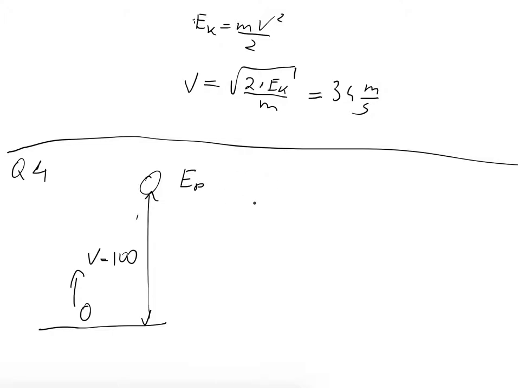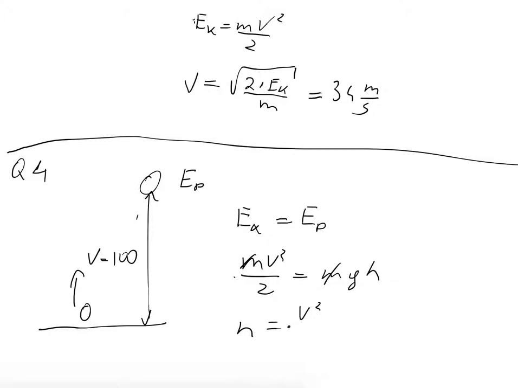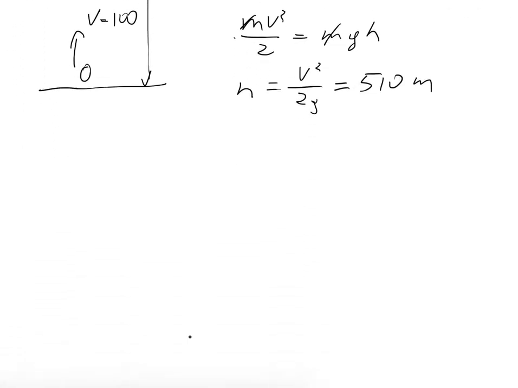Principle of conservation of mechanical energy applies again. So we end up with an equation where kinetic energy at the beginning is equal to potential energy at the very end. We get mv squared over 2 is equal to mgh. M's cancel, and height is equal to v squared over 2g, and it turns to be 510 meters. So that's the solution to question number 4.